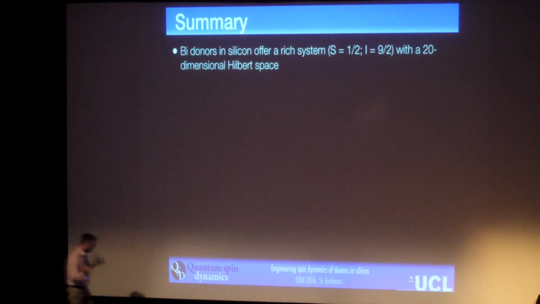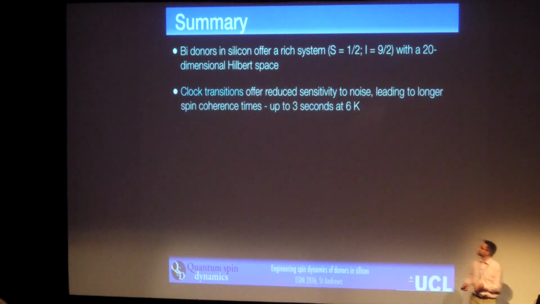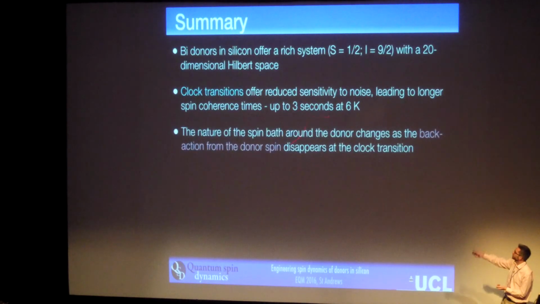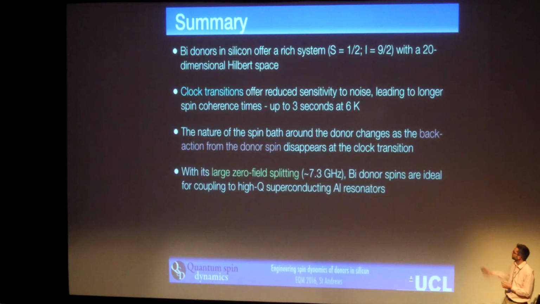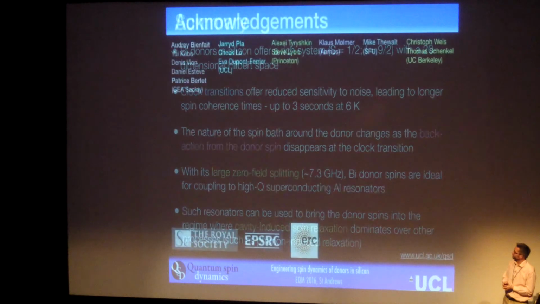In summary, I've tried to tell you that bismuth donors are really a fun system to work in. They have a very rich Hilbert space thanks to the nuclear spin and the strong coupling. We can use clock transitions to protect the spin from magnetic field noise, extending the T2 to 3 seconds. There are also interesting changes in how the nuclear spin bath around the donor varies as you move to the clock transition. And finally, because of its large zero field splitting, bismuth donors are nice systems to study with superconducting resonators and other circuits. We've used that to show cavity-induced spin relaxation.